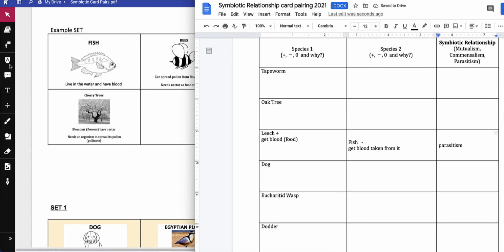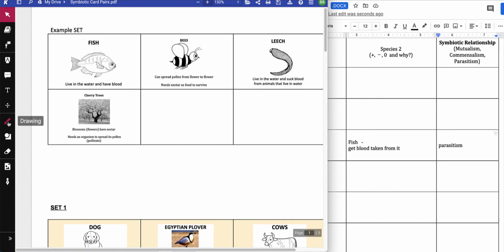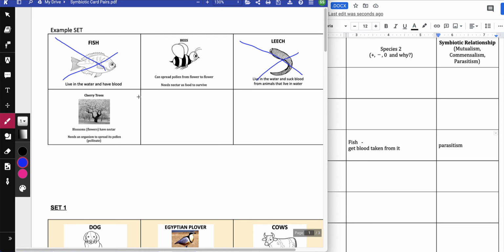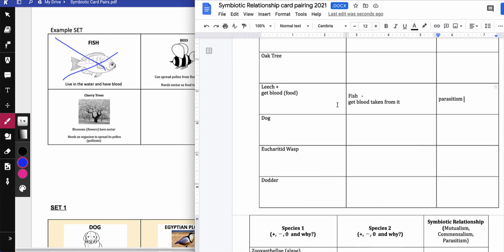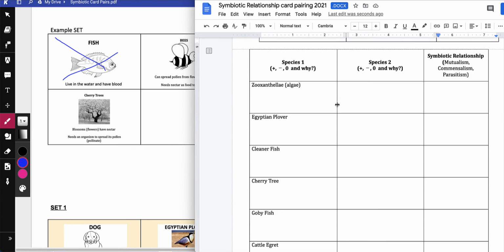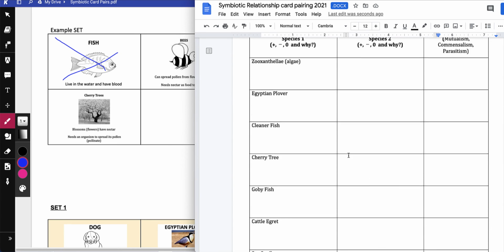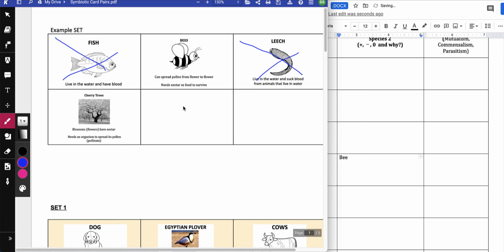So the reason I had you do this in Cami is this way you can mark off as you complete them, because this set there's only 4 of them, but the other ones have many more. So that must mean bees and cherry trees go together. So we're going to look on here and see if there's a bee or a cherry tree, because only one of them is going to be in there. Oh, there's cherry tree. So that must mean the species 2 is a bee. In the bee, it says, can spread pollen from flower to flower, needs nectar to survive.